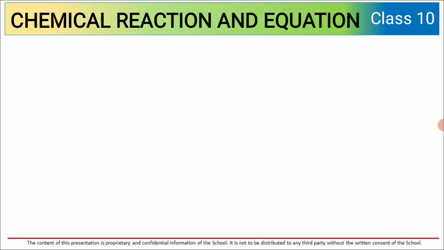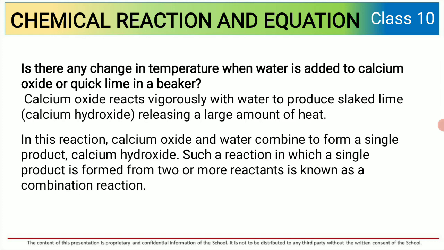Now let's see the next activity. Is there any change in temperature when water is added to calcium oxide or quicklime in a beaker? So calcium oxide reacts vigorously with water to produce slaked lime. That means yes, calcium oxide reacts with water to form calcium hydroxide, releasing a large amount of heat. In this reaction, calcium oxide and water combine to form a single product, calcium hydroxide.